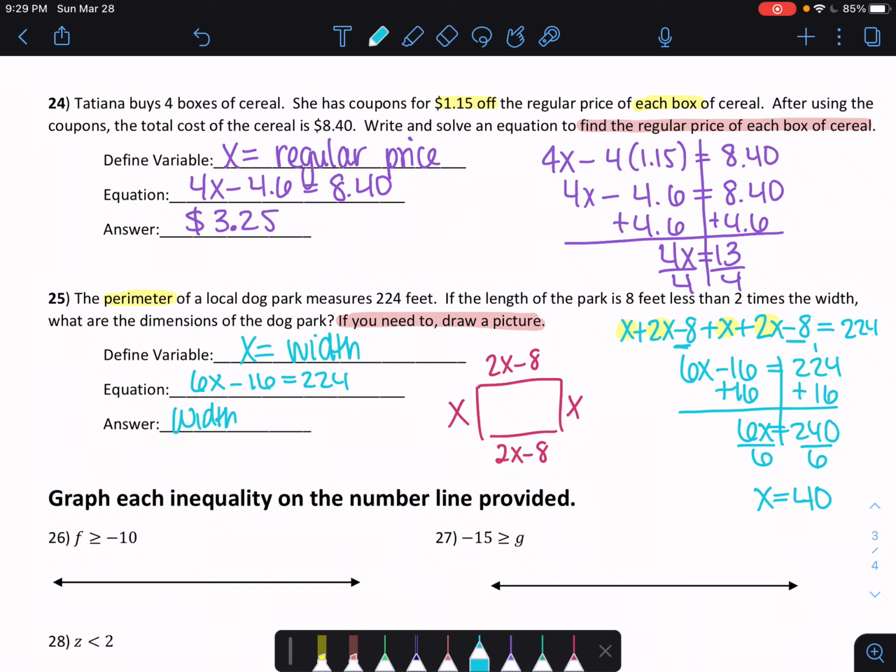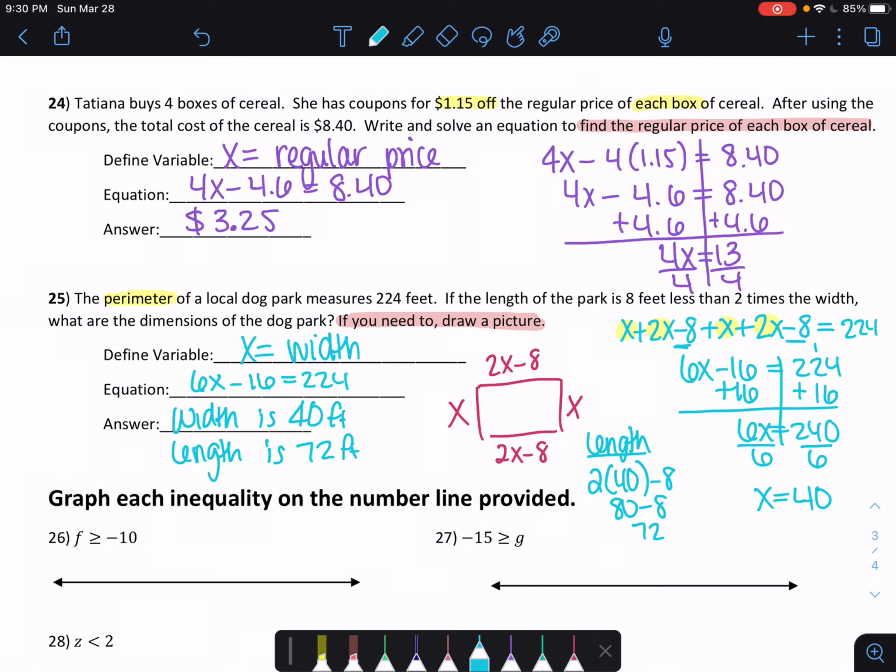So the width is 40 feet, and the length is going to be 2 times 40 minus 8. So 80 minus 8 is going to be 72. So the length is going to be 72 feet.